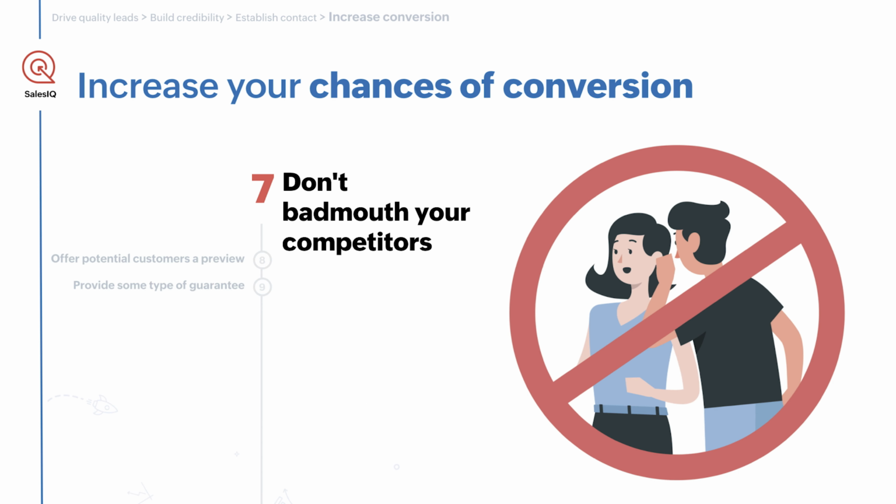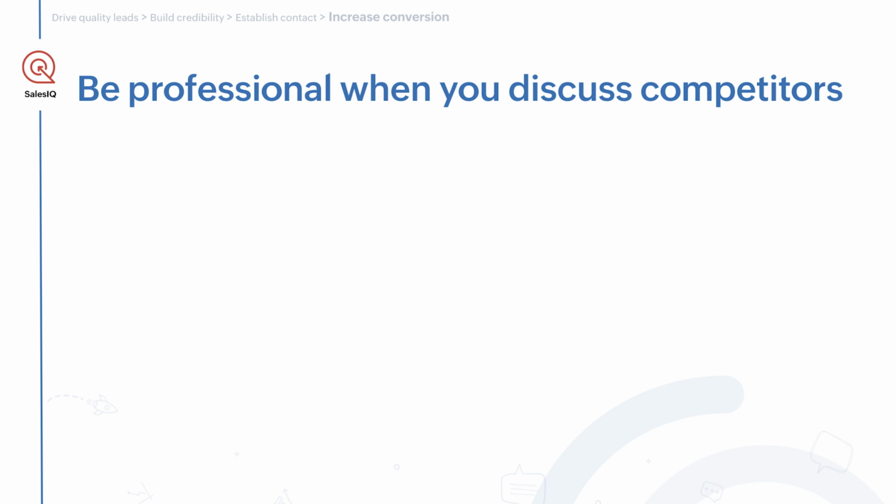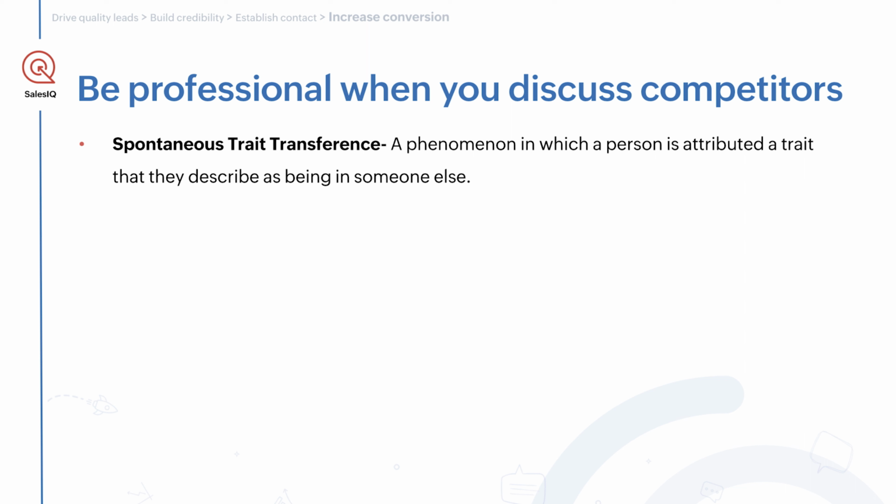So the next one may also sound like a no-brainer, but it can surprise you to know how many people get this one wrong. Never badmouth your competitors. So how would you like a person who's gossiping about everyone else in the vicinity? Not much, right? There's a phenomenon called spontaneous trait transference, wherein a person is attributed a trait that they describe as being in someone else. Simply put, the way you describe someone is the way others see you.